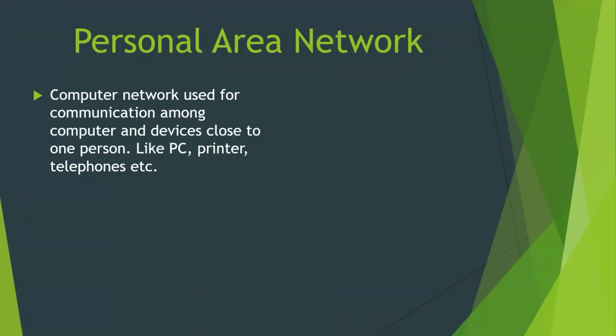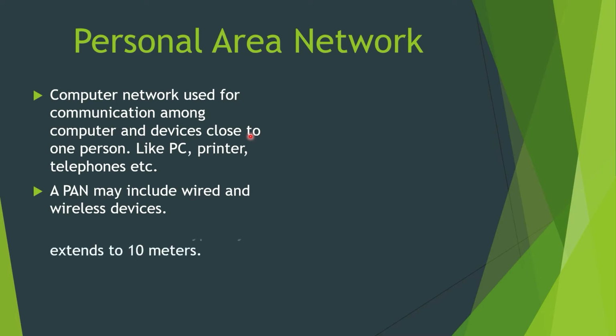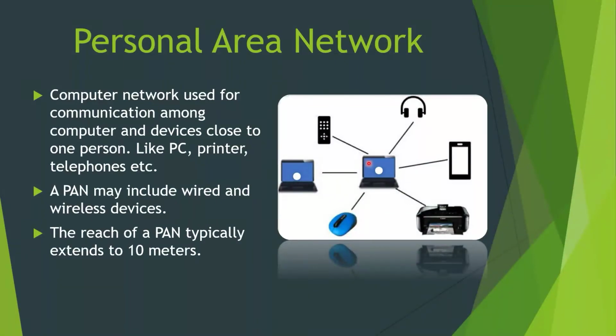Personal area network. It is the computer network used for communication among computers and devices close to one person, like a PC, printer, telephones, etc. It may include wired and wireless devices, and it can extend up to 10 meters. Suppose I am standing here and these are the devices kept near me. Then I can connect to these devices either by wireless or wired means. Then this network will be called a personal area network.